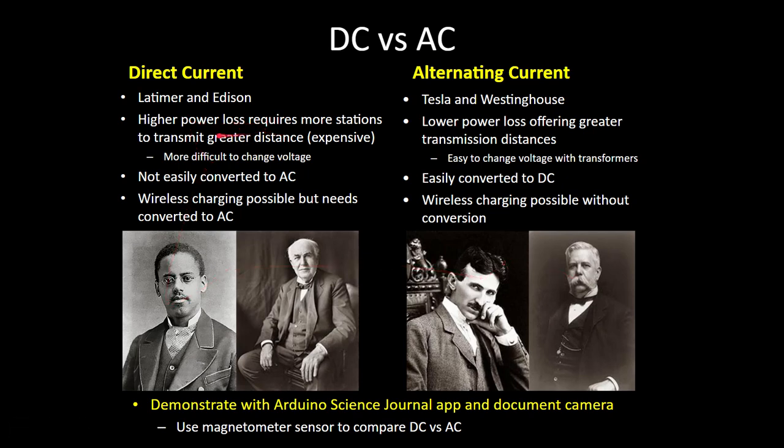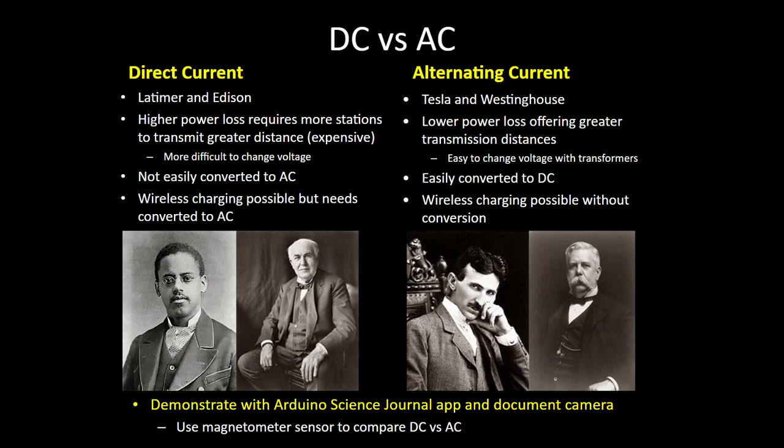The problem with DC, well, a couple things. You lose more power over greater distance, so you couldn't transmit it that far without another power station. And it's not easily converted, you can't step it up. You can't get more voltage out or less voltage out. What you send out is what you send out without some kind of conversion, but that wasn't easy at the time, so it would have been expensive. And then wireless charging is not possible with direct current. So when you're thinking direct current, you're thinking batteries. Batteries are all direct. The charge just flows one way.